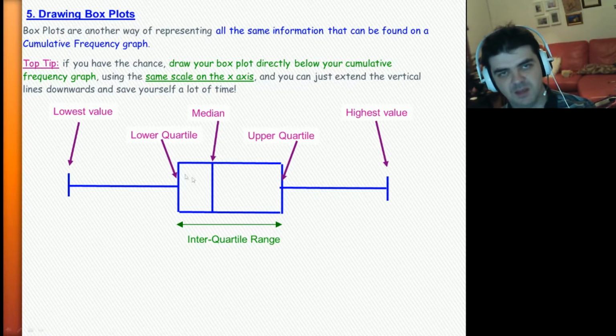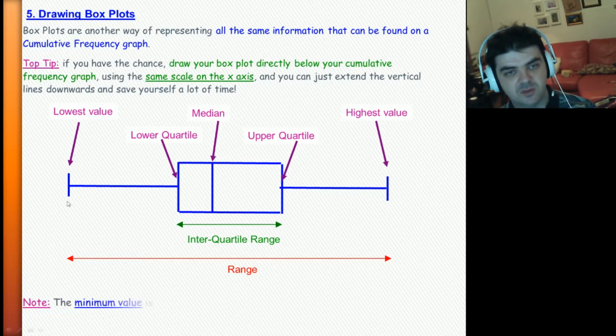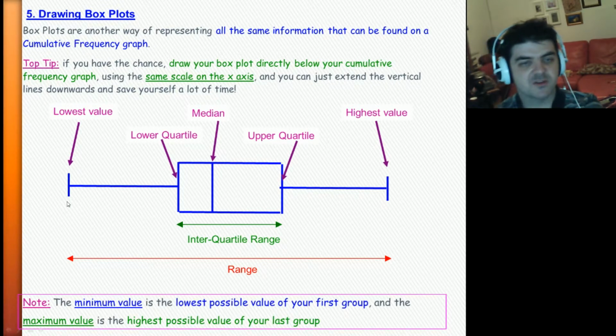And this bit, the difference between the upper quartile and lower quartile, is known as the interquartile range, just like we said. The entire range is the difference between the lowest and the highest value. So just be careful when it's asking you for either the range of values or the interquartile range. Note the minimum value is the lowest possible value of the first group, and the maximum value is the highest possible value of the last group.